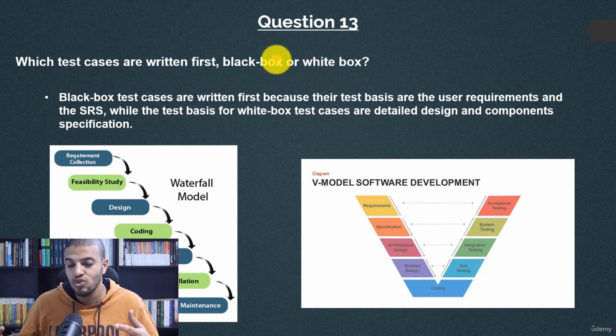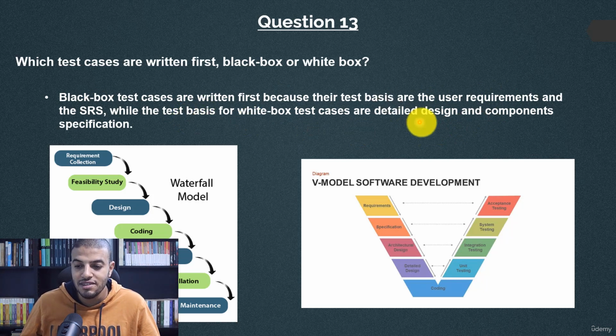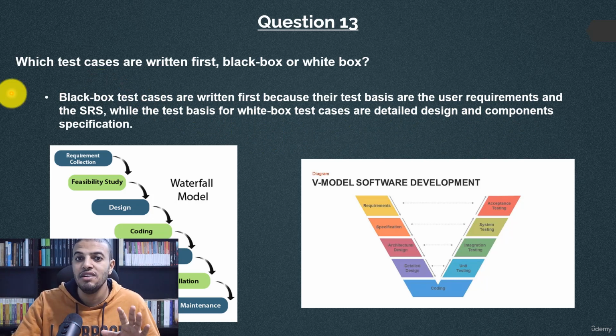Why? Because most of the time, the test cases that are written for acceptance testing and system testing are black box. On the other hand, most of the time, the test cases for unit testing and integration testing are white box. So the correct order is that black box test cases are written first because their test bases are the user requirements and the SRS, while the test bases for white box test cases are detailed design and component specification. But like we said, this is a general answer. This doesn't happen in all projects, okay?